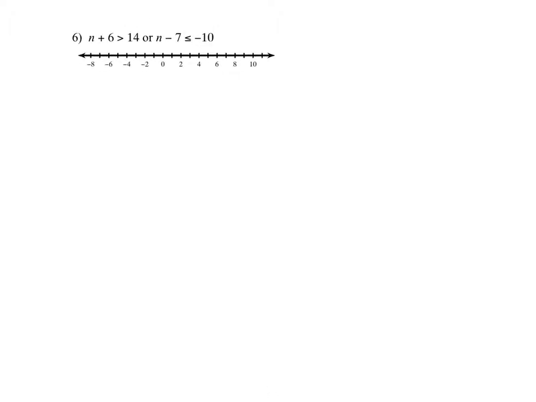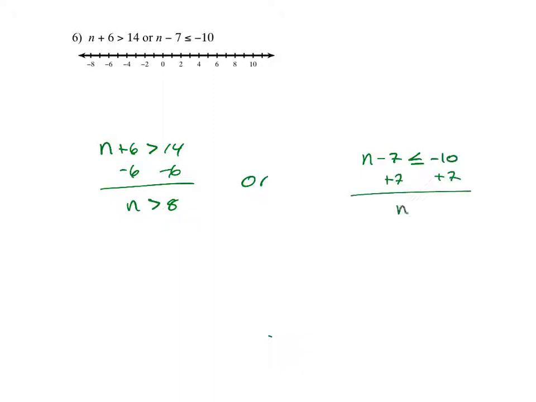Okay. Now in this case, I have an or, right? Let's start by simplifying, and then we are going to worry about that also. So 6 greater than 14, so -6. So n is greater than 8, or n minus 7 is less than -10, plus 7, so n is less than or equal to -3.